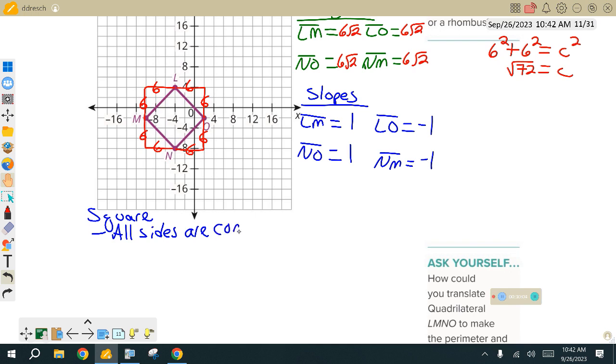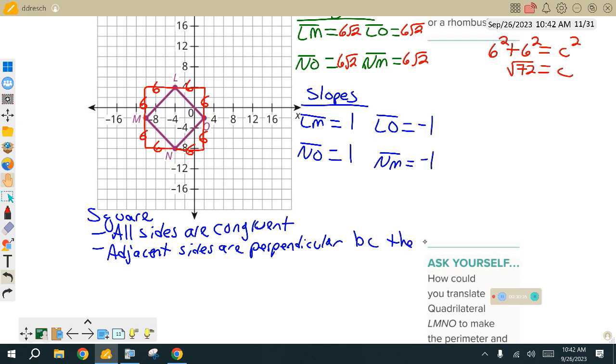Sides are congruent. And why else? The adjacent sides are perpendicular. The reason why they're perpendicular is because what you just said. Yeah. Adjacent sides are perpendicular because these slopes are opposite reciprocals.